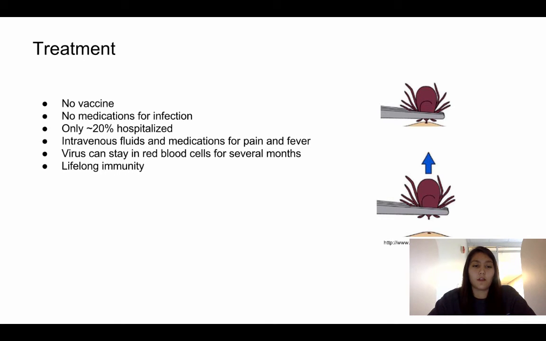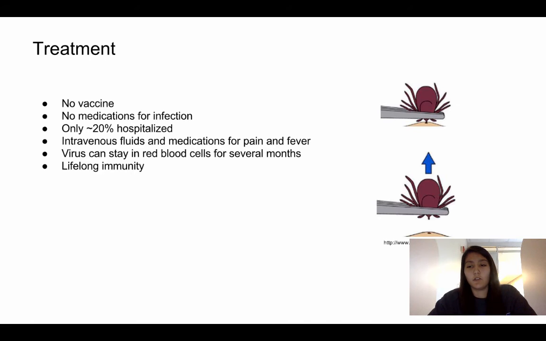And then the virus can stay in your red blood cells for several months after you've rid yourself of the disease, or several months after you feel better. Because the virus will be in your red blood cells, you're not supposed to donate blood or bone marrow, just so it doesn't get transmitted like that one case. But other than that, you're pretty much considered immune to it after you get it once. So go outside, get bitten by all the ticks you want, as long as they're the Rocky Mountain tick.